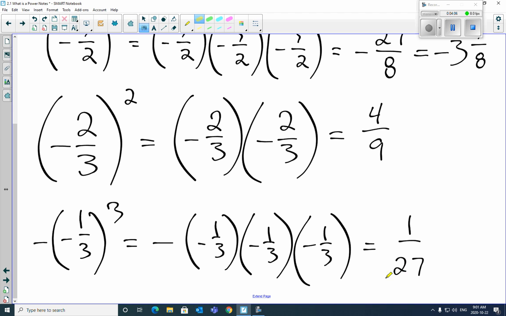So the main bulk of this lesson was understanding powers and how they work, but really it's to get to know the negatives when they're all in different spots, okay?